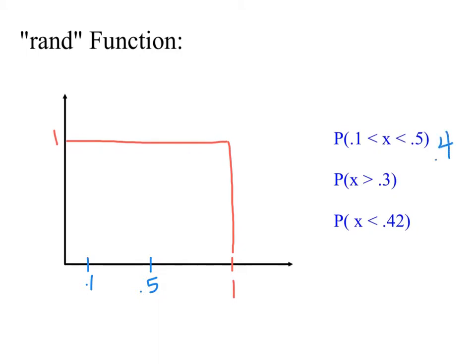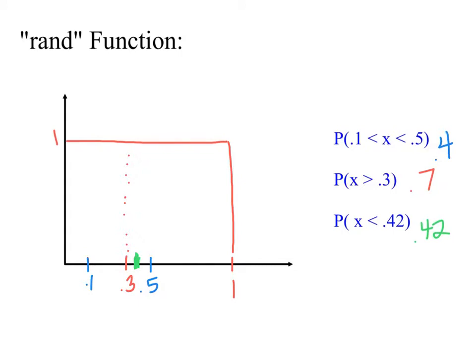Now, what are the chances that a variable is above 0.3? Well, of course, how much area is above 0.3? 0.7. And finally, what are the chances that it's below 0.42? Well, that's 0.42. So just using the area, this gives us a way to talk about proportion or probability using this curve.